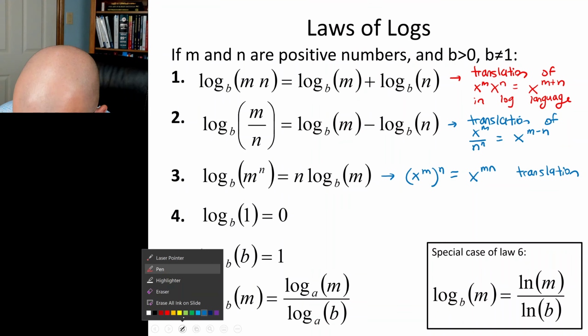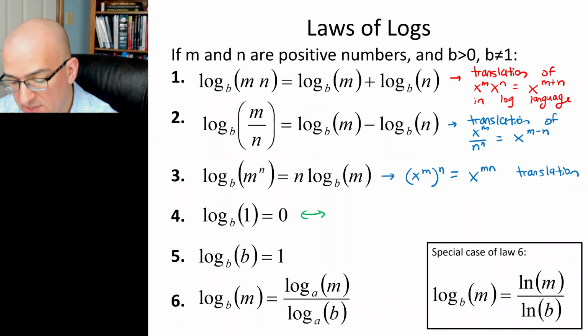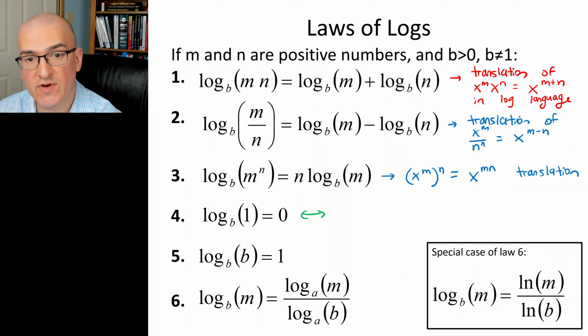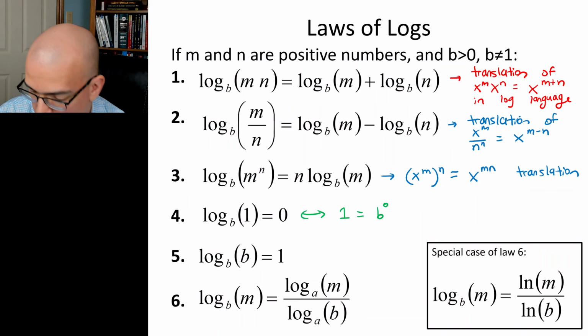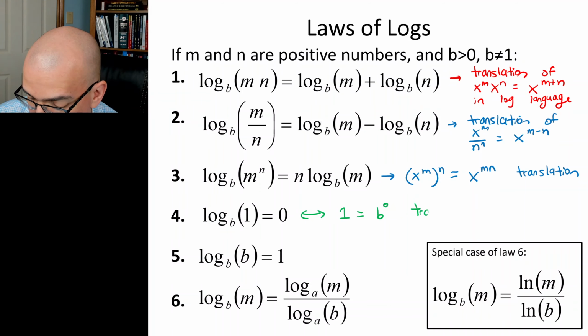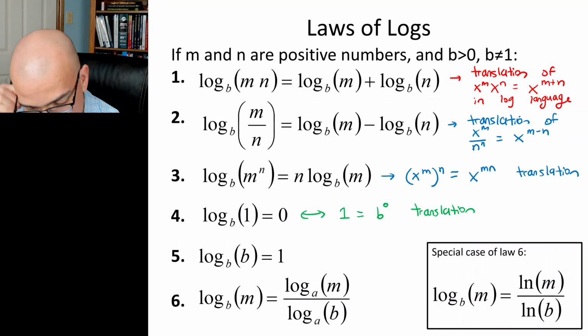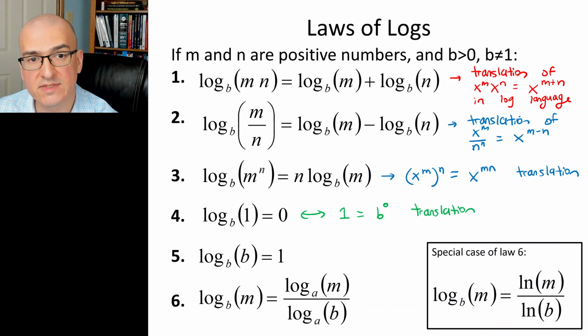Okay, the next one, if we rewrite this in the language of exponential functions, so use that translation idea, then it says that 1, the number that's inside the log, is equal to the base, b, to the power of the thing that was all by itself. So b to the power of 0 is equal to 1. Just translating that expression from exponents, anything to the power of 0 is equal to 1, translating to logs, it says log of 1 is equal to 0 for any base.